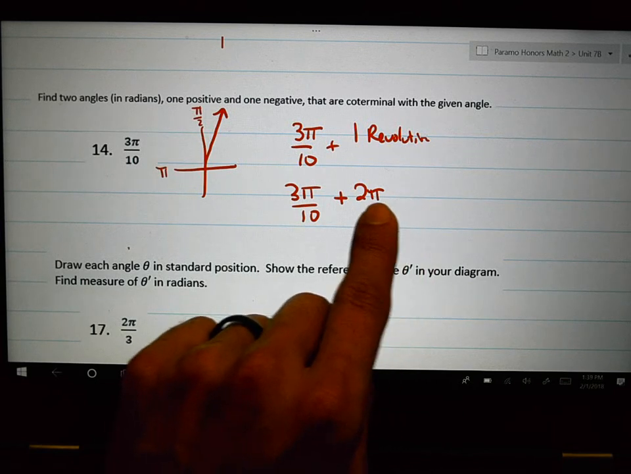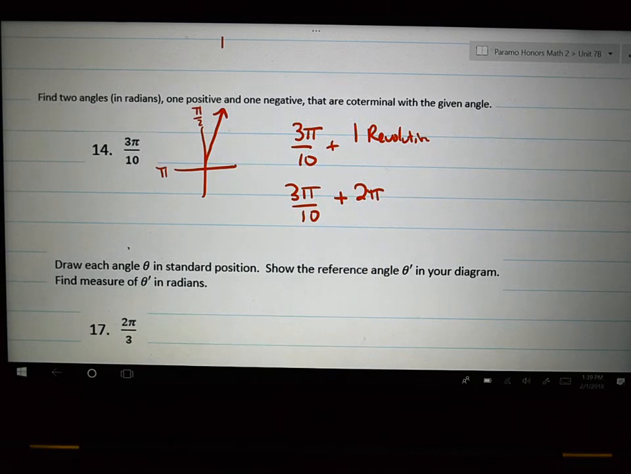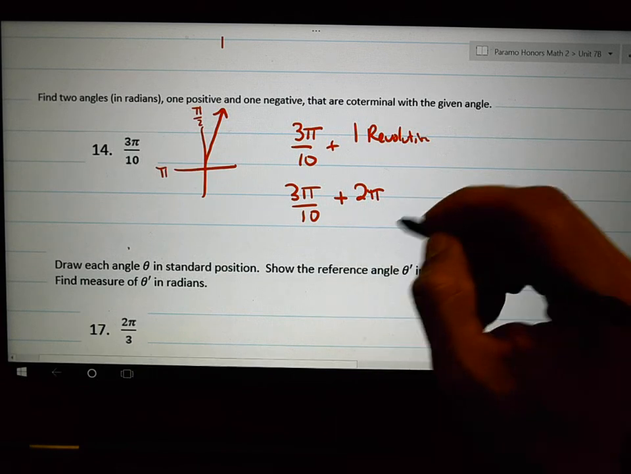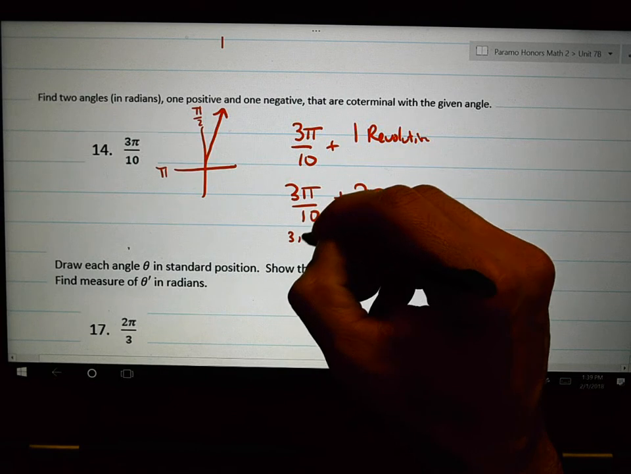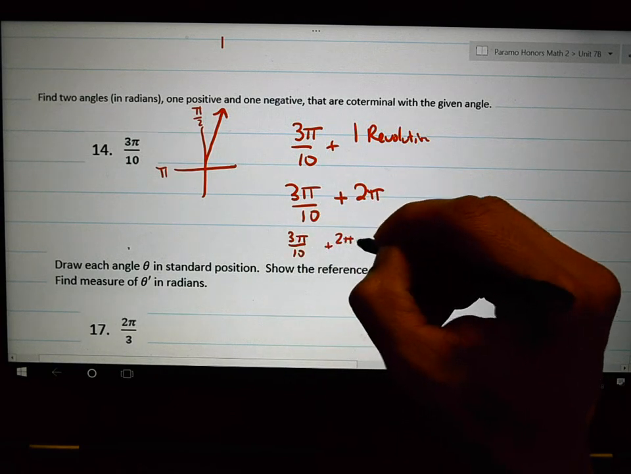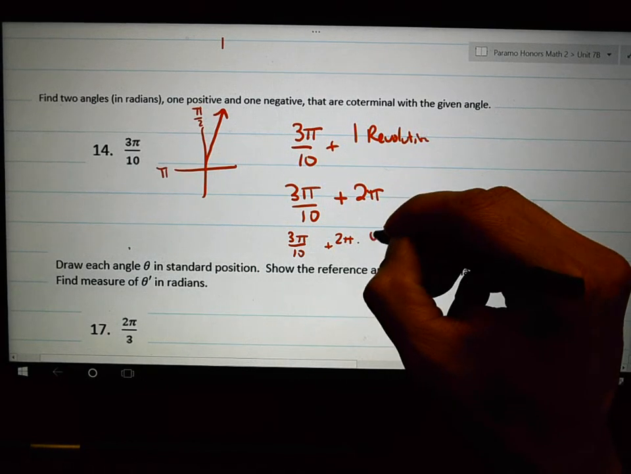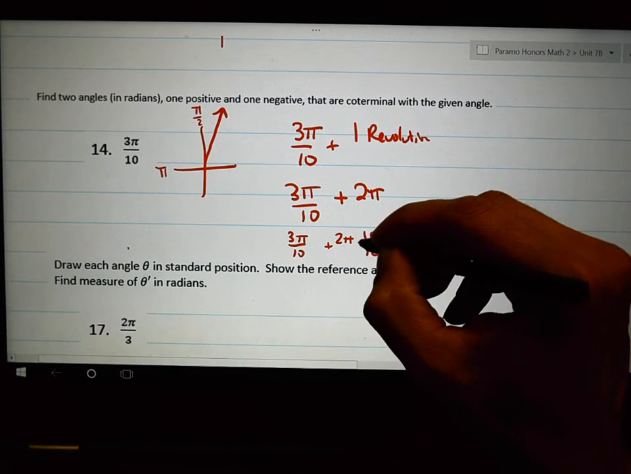So if I want to have a positive coterminal angle, I'm going to be adding a full lap, a full revolution, which is 2 pi radians to 3 pi over 10. Well, how do we do that? You have to find a common denominator first. So what I'm going to recommend is that you take your 3 pi over 10, look at this denominator, and say, I need to have a denominator of 10. I'm going to multiply by 10 over 10.